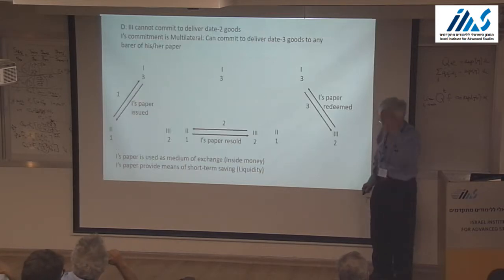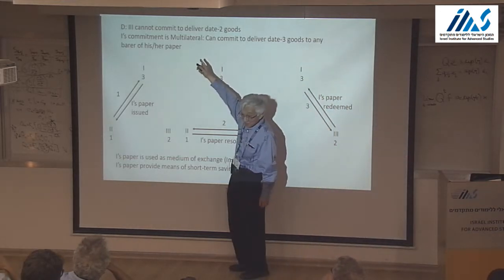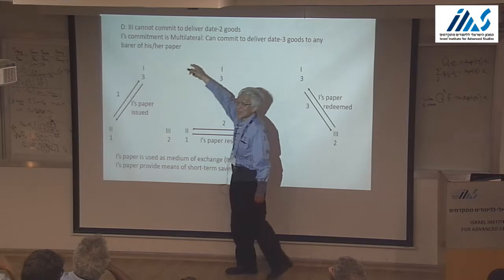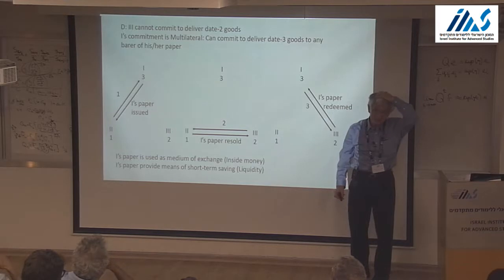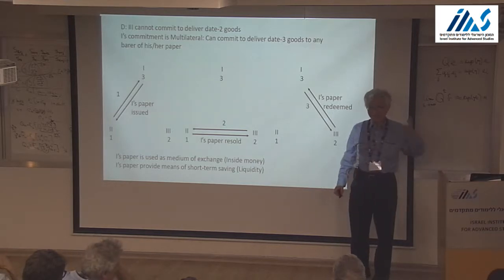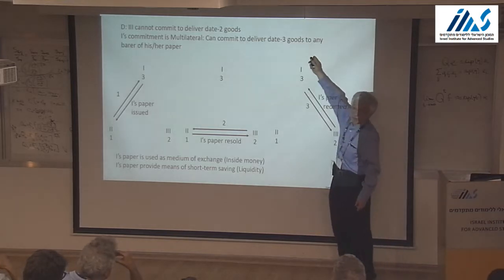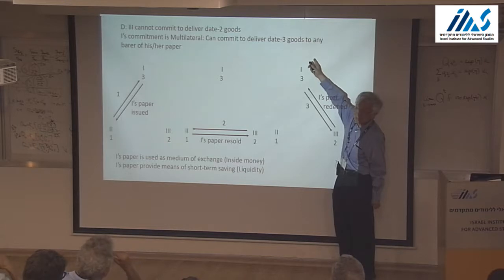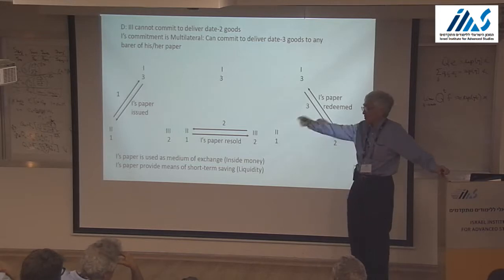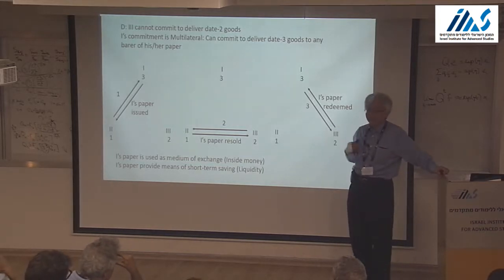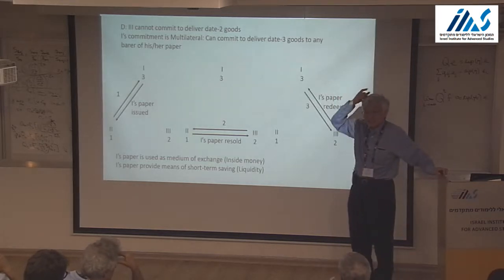Here is the possibility. Suppose type three is still hopeless, but type one's commitment is super strong: a super reliable person who can commit to deliver the service at date three to anyone who brings his or her paper, the promise to deliver. We call this multilateral commitment. It's not just committed to the people who lent the money or gave the goods before, but to anyone. So that's the situation we are going to take.